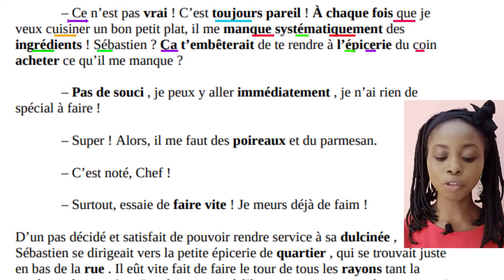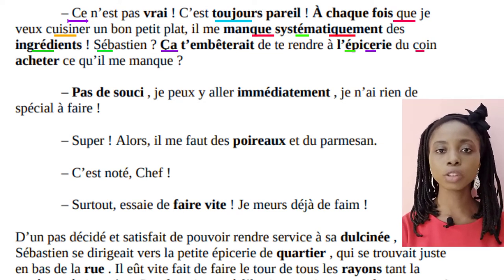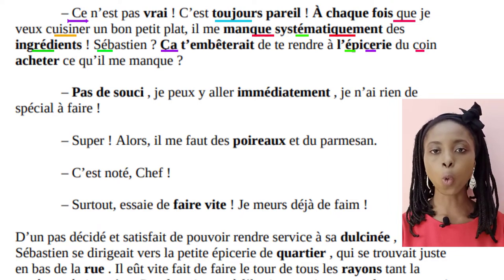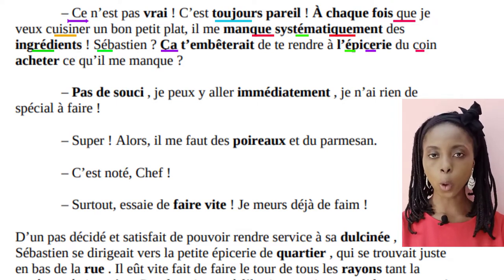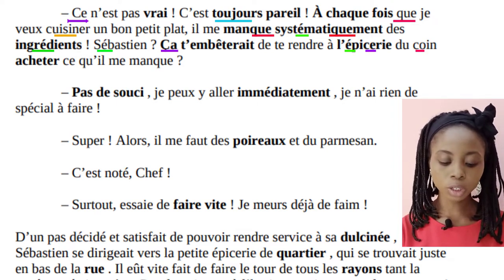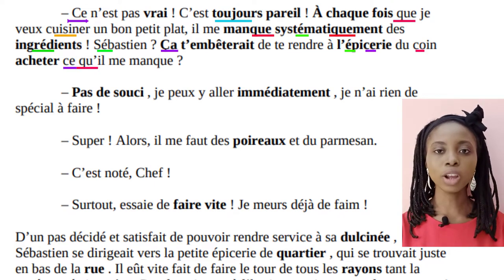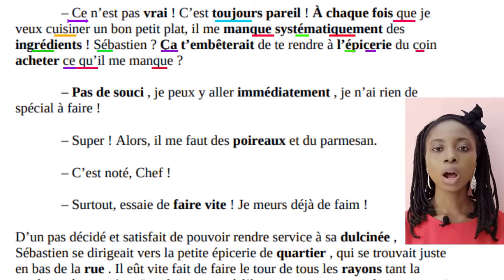So we could see for our coin, we have an O, the vowel O, in front of the C. So that's why we have coin, k, O, and N. So we have coin, okay? L'épicerie du coin achetez ce qu'il. Don't let us forget our k sound. Please, il. So we have qu'il me manque. So our K sound there as well.